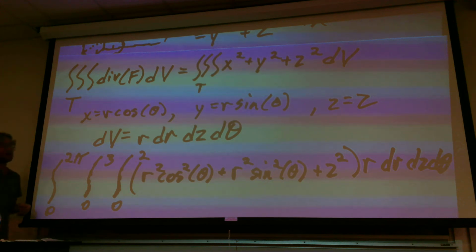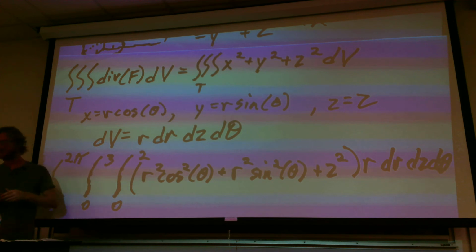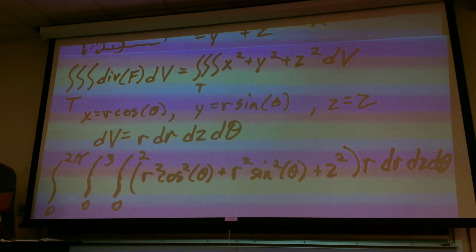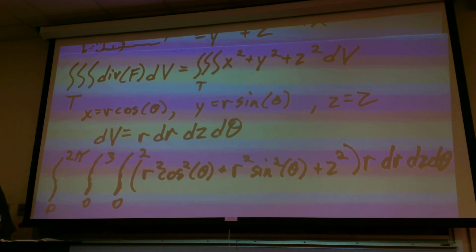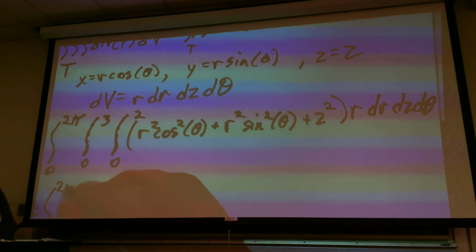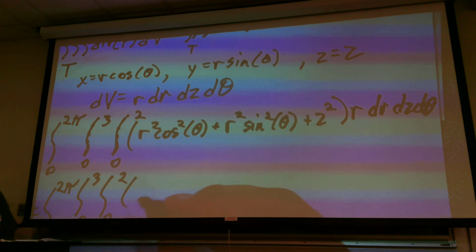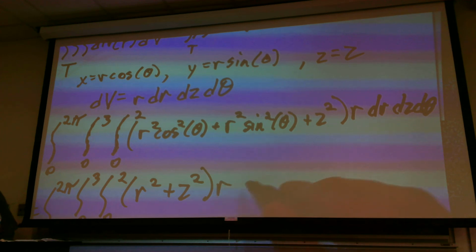Okay. And remember, cosine squared plus sine squared equals 1. So what is this first term right here? It's really just r squared. And so that would equal the integral from 0 to 2 pi, the integral from 0 to 3, the integral from 0 to 2, of r squared plus z squared, and then r dr dz d theta.